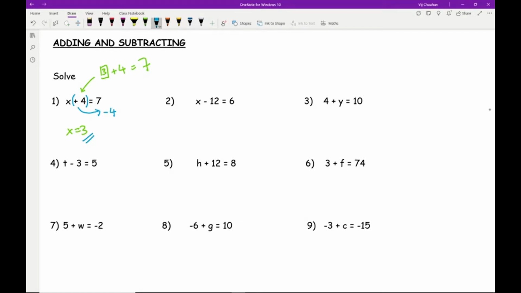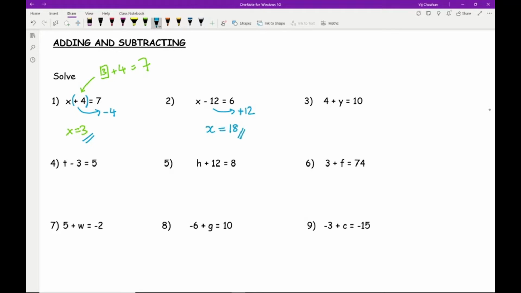So here with question 2, we've got minus 12. I want to get x by itself. What's on the same side as x? Minus 12. What's the opposite of subtracting 12? Well, that's going to be plus 12. So then I've got x by itself, and I've got 6 plus 12, which is 18.